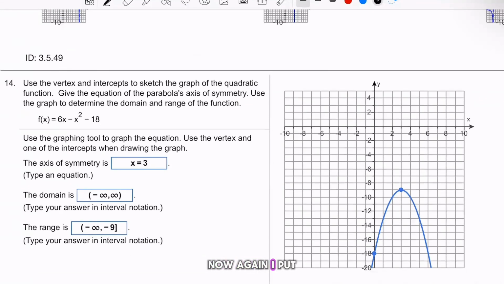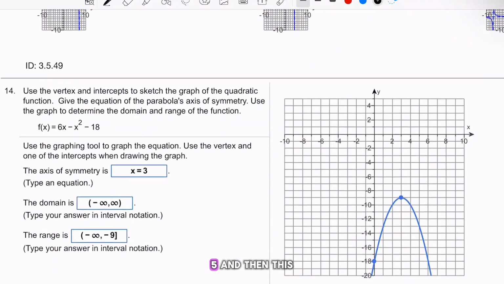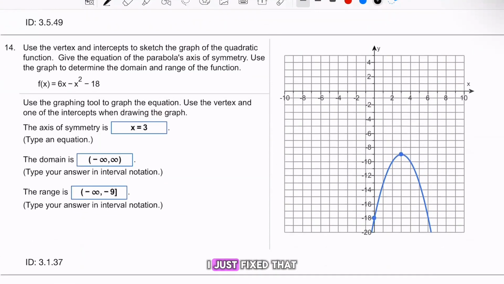Now, again, I put these in the right order. So you see here where it says 3.5 and then this is 3.1. I just fixed that. So if it happens, I didn't mean for it to happen. If it ends up putting it in some kind of random order, I'm sorry. But I just fixed it.